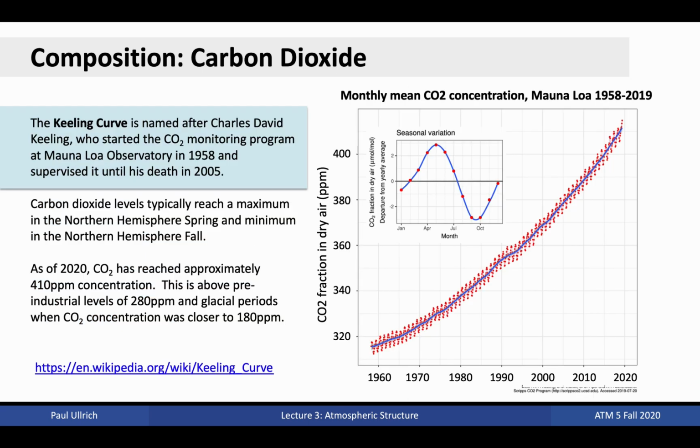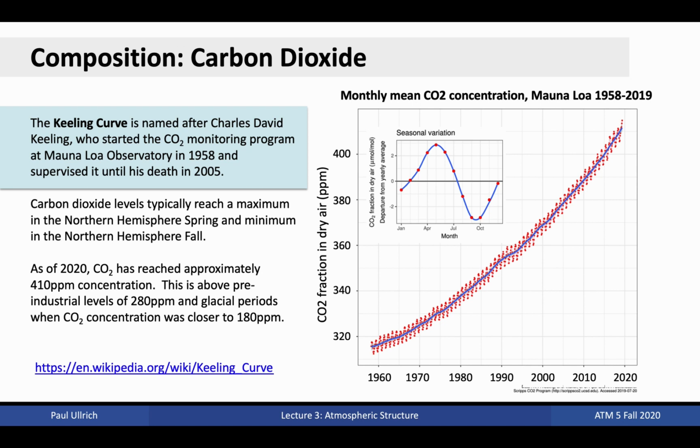Carbon dioxide concentration has been measured precisely since 1957 because of the work of Charles Keeling, with his first measurements being taken from a flask at the South Pole. In 1958, Keeling started the CO2 monitoring program at Mauna Loa Observatory in Hawaii and supervised it until his death in 2005. As a consequence, the curve showing carbon dioxide concentration in the atmosphere over time now bears his name, the Keeling curve. These first measurements showed carbon dioxide levels at around 318 parts per million, already affected by human activity.